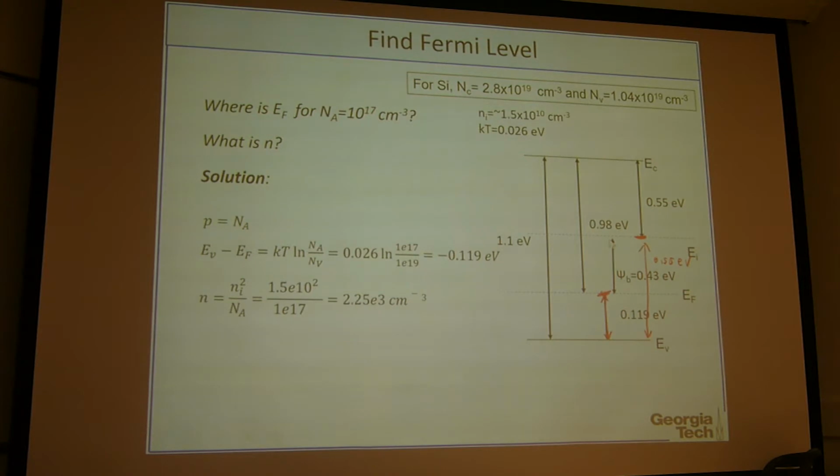Or in other words, by doping, by this p-type doping, you move the Fermi level from the intrinsic level, which is the middle of the band gap, down to here. If you increase the doping to 10^17 for the p-type.